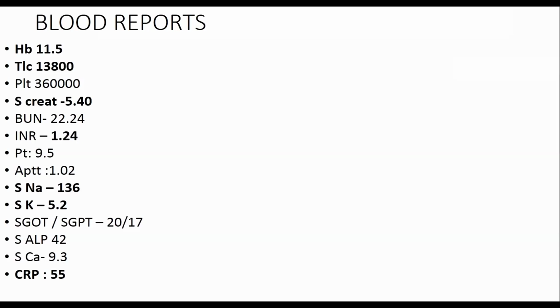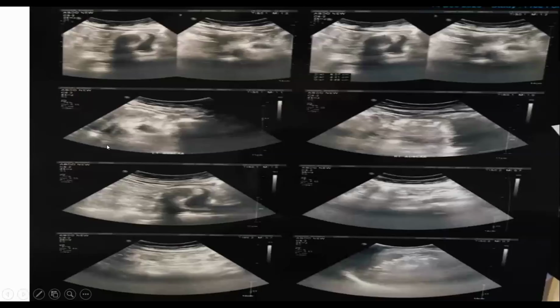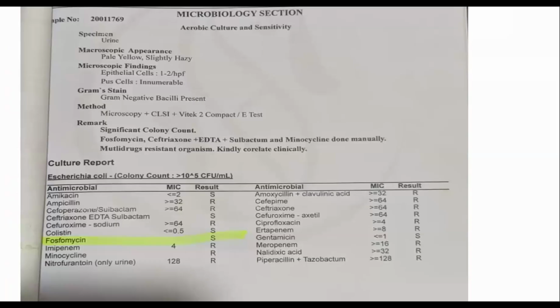Now sonography. One more question. Anand, what antibiotic would you like to give? Please don't see the marker. Sir, in this situation you can go for cephalosporin. Second generation cephalosporin, sir.